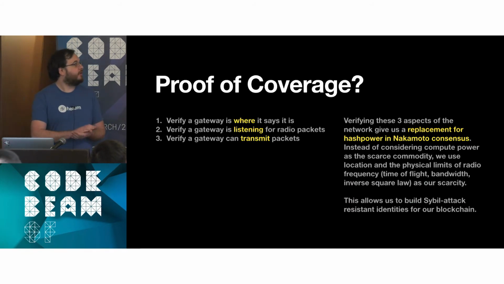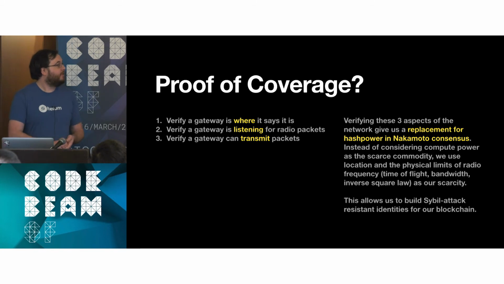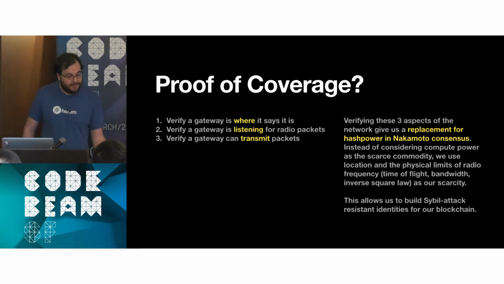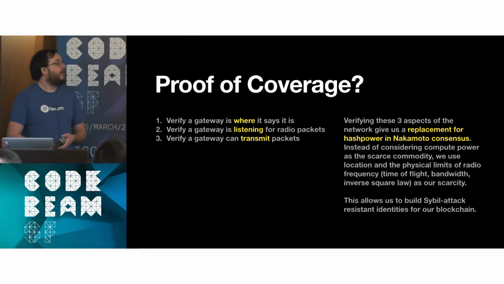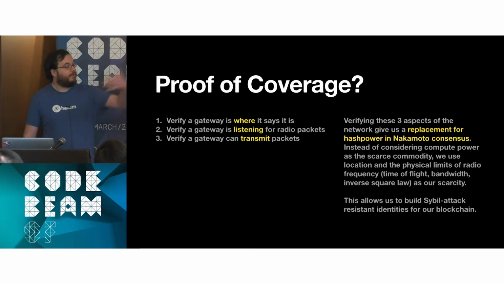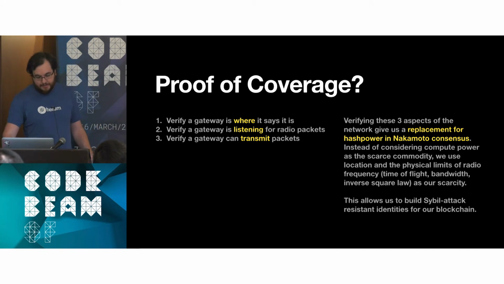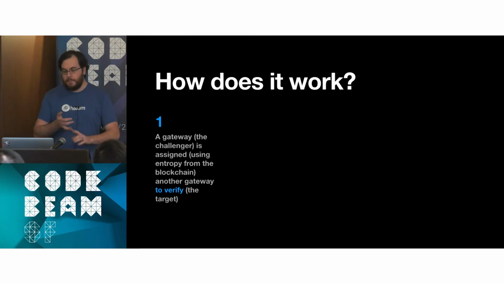So how does it actually work? Basically what we want to do is verify a gateway is where it says it is. We want to verify the gateway is actually listening for radio packets and not just pretending to be there or claiming that it's there. We want to verify that the thing actually has a radio to transmit again. And as I said, that lets us build these Sybil attack resistant identities.